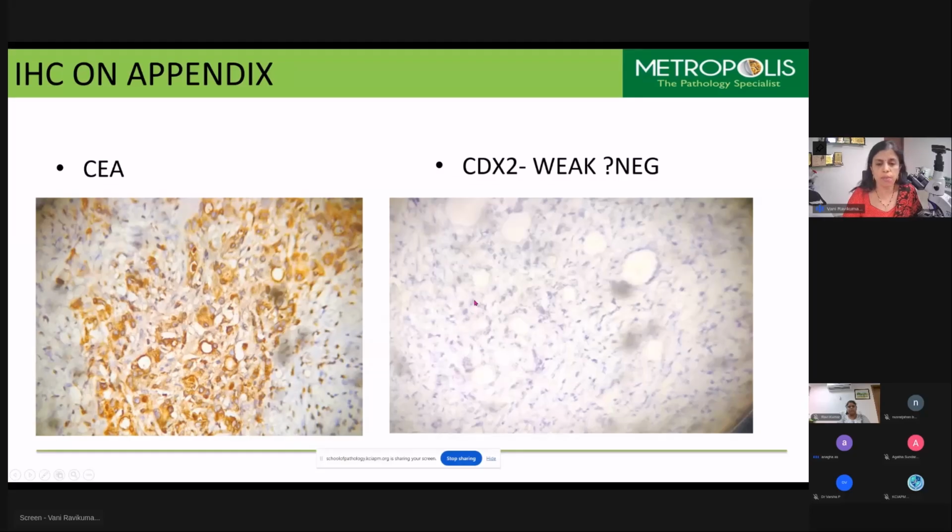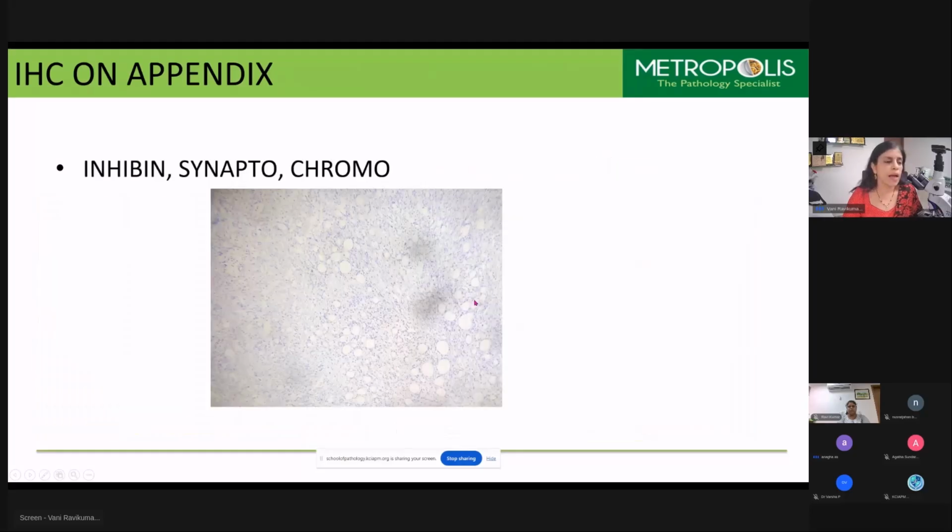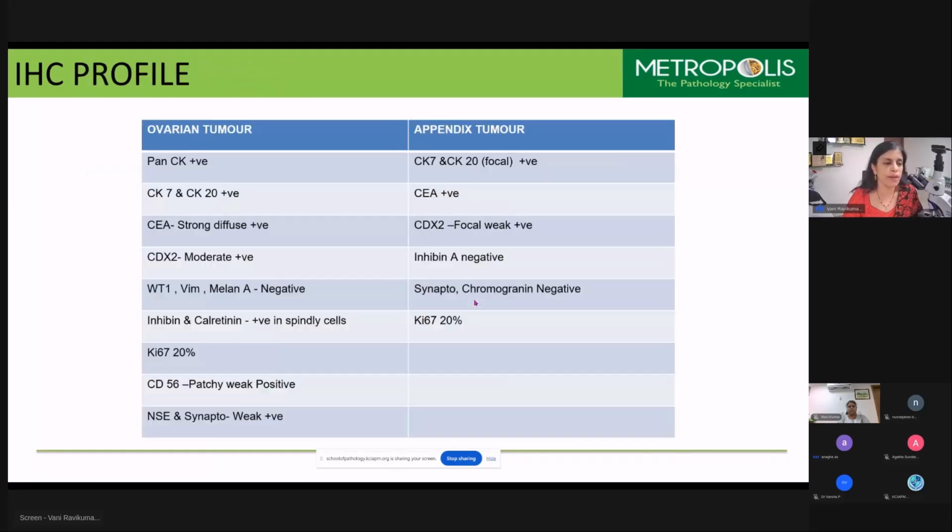CEA was very strong positive, CDX2 was weak, and inhibin and synaptophysin were all negative. So that was a summary of the ovarian tumor IHC and appendix. Important to note: pan-CK positive, CK7 and CK20 positive, CEA and CDX2 also positive. The rest were negative. Ki-67 was around 20%.